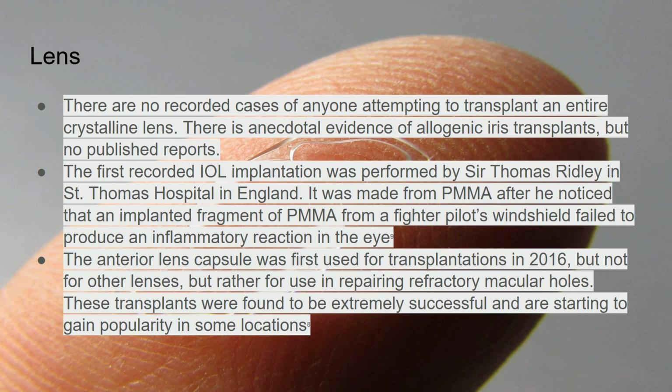Anterior lens capsules were actually used for transplantation starting in 2016, but not really transplanting to other lenses, but rather transplanting to the same eye, and this is for repairing refractory macular holes. They were found to be really successful and have started gaining some popularity within some areas of the country within retina specialists.